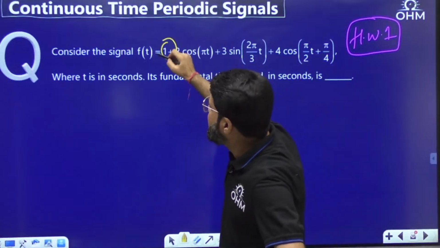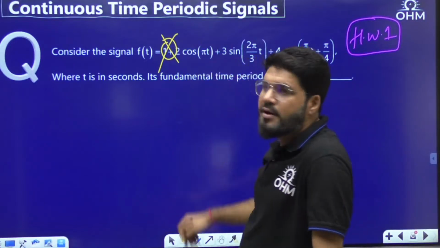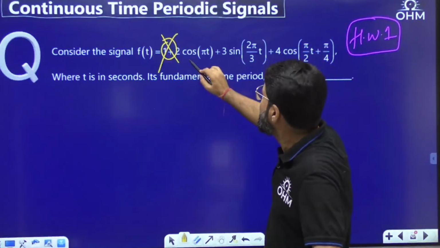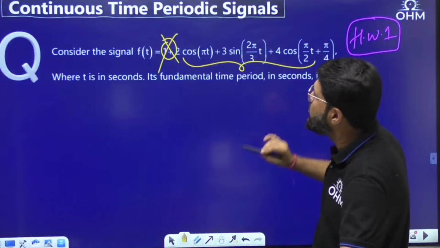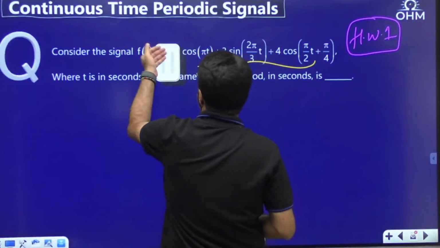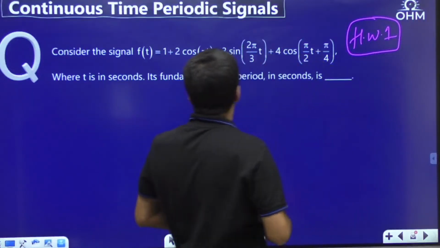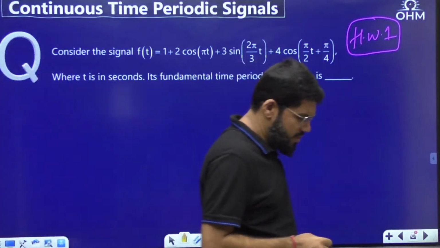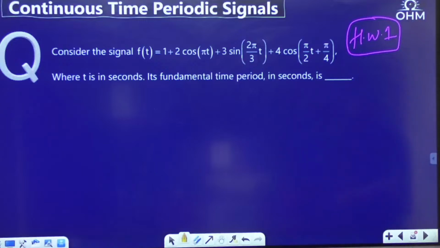Now a DC is added. Will it affect the time period? No. So just discard this. It is not going to affect the time period or frequency, whatever the question is. That means whatever you have to calculate, you can quickly calculate from these 3 parts.